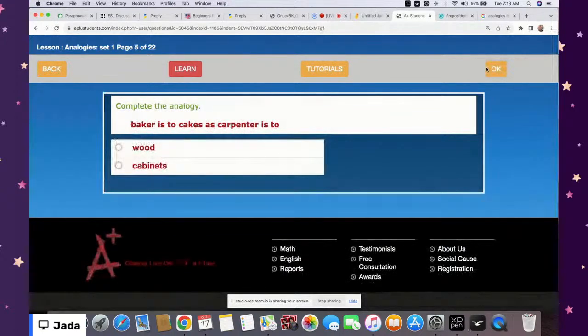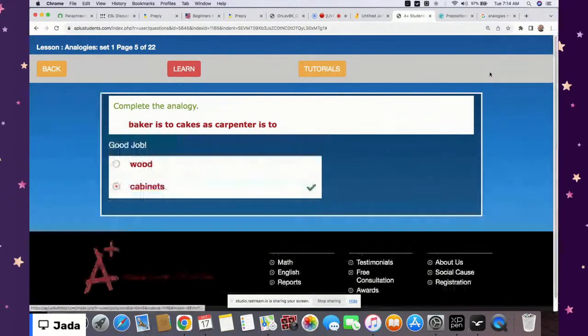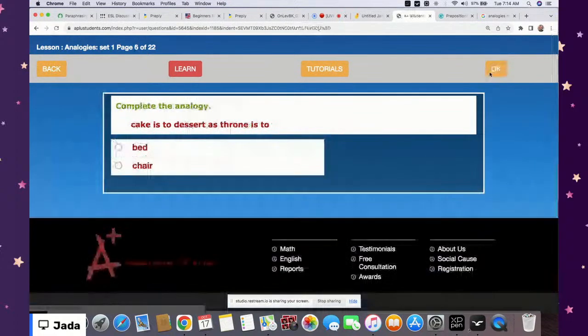So what are carpenters connected to? Because bakers bake cake, right? Now the carpenters are going to be connected to what? Wood or cabinets. What do you think? So what's going to be the answer? Is it cabinets? I chose cabinets. Let's see. Okay, cabinets. So it's good because carpenters actually make cabinets, wardrobes, drawers.